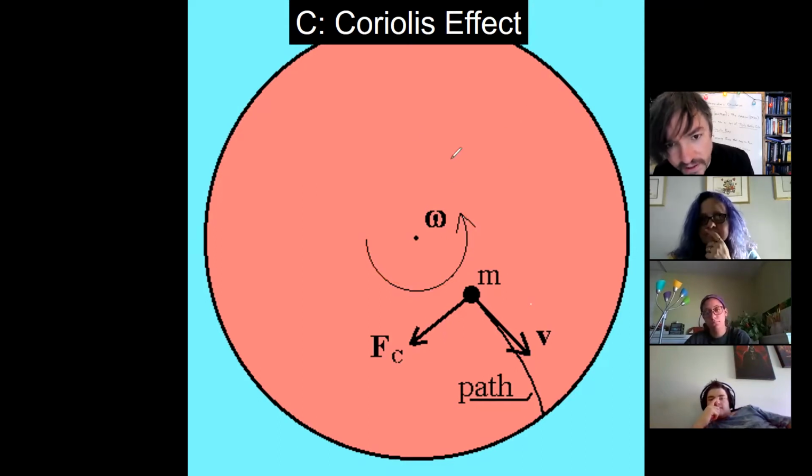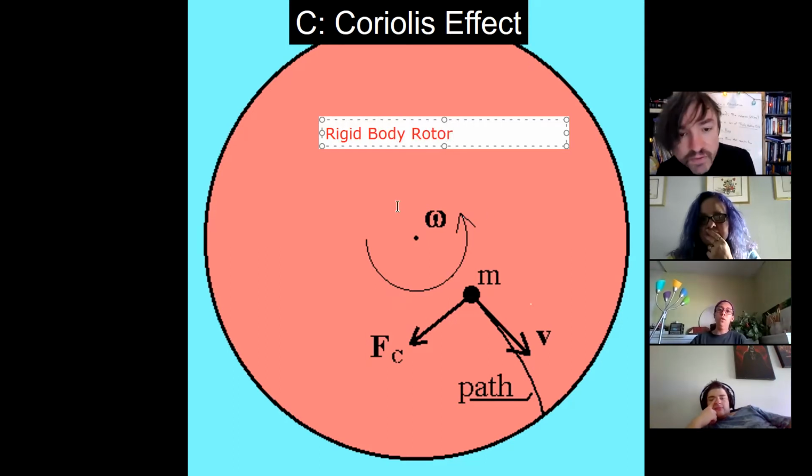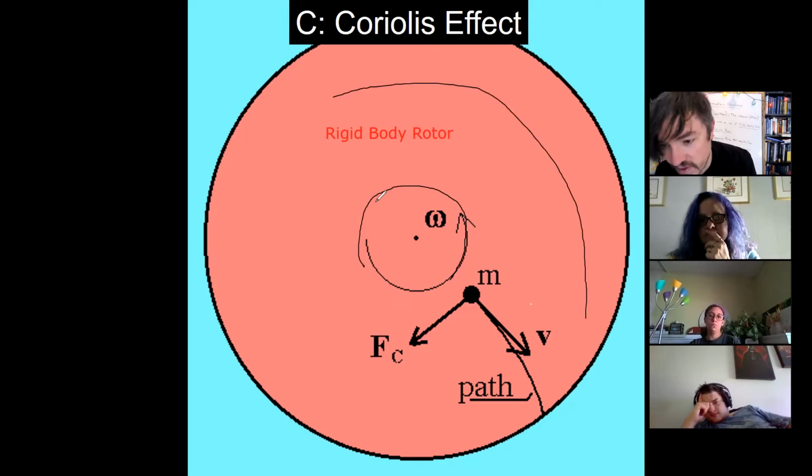Here's something to consider. A record player is what we refer to in physics as a rigid body rotor. A rigid body rotor means all parts of the record need to spin at the same angular rate, no matter where you are along the radius of the record. And that should make sense to you guys. 33 rotations per minute holds for this track as well as this track on the outside, okay?